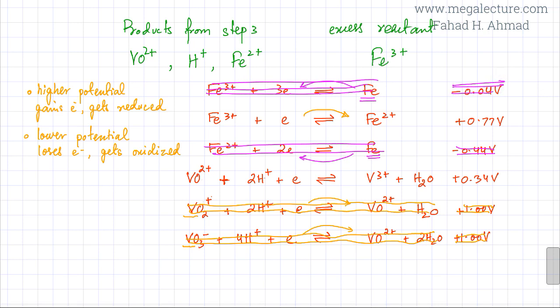Now I'm left with two equations. The lowest potential is 0.34 volts. So V3 plus would be the one that would be losing electrons. And if it were to lose electrons, it would form VO2 plus. But again, the problem is we don't have any V3 plus in my reactants. So I will not be able to select this equation. This equation will not fit the description of my reactants. So basically I have no equation left. There's no one ready to lose electrons. So this reaction pretty much ends over here.